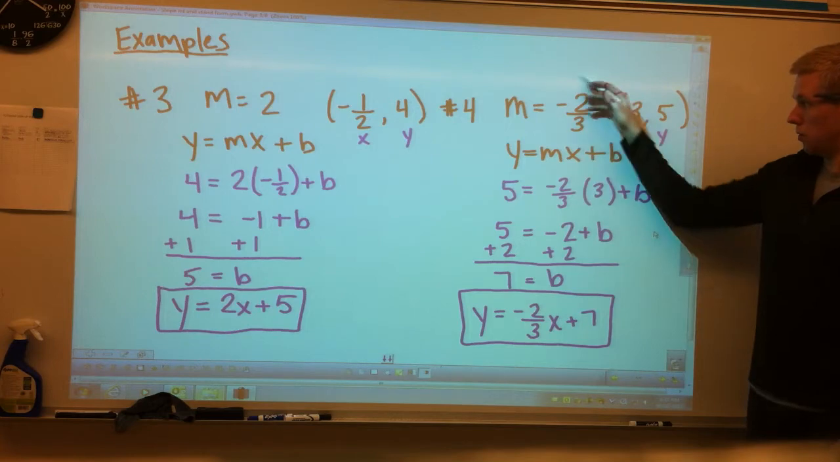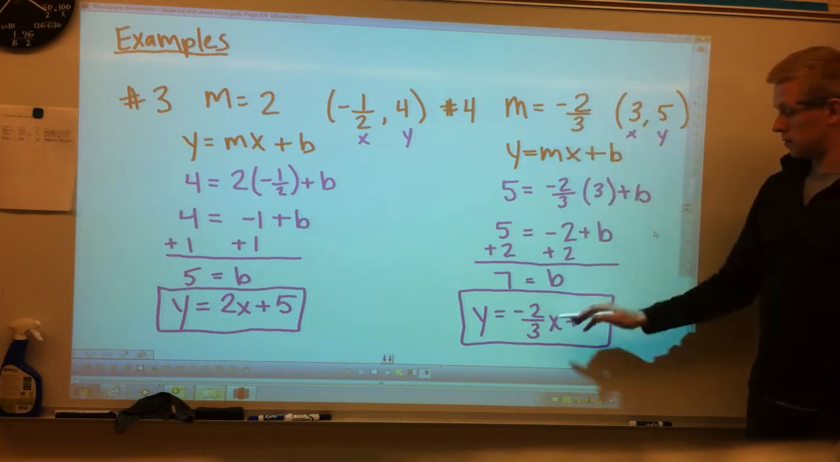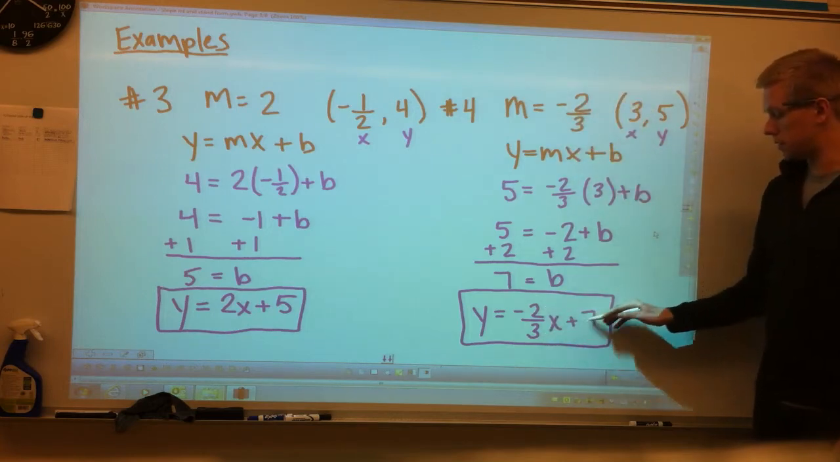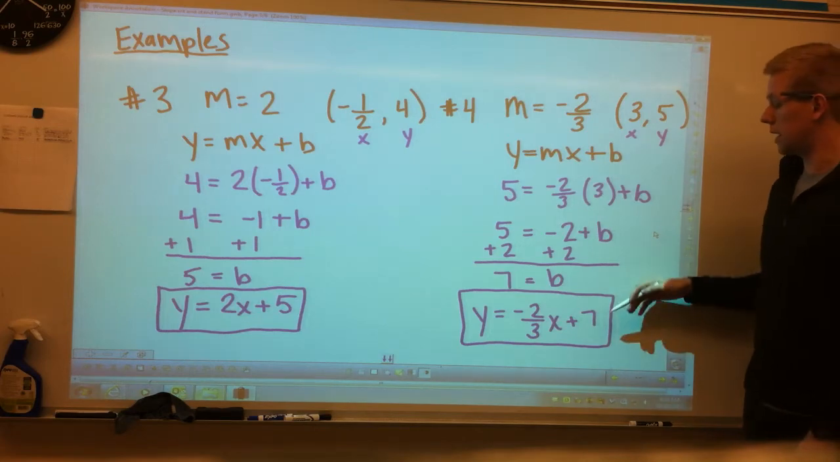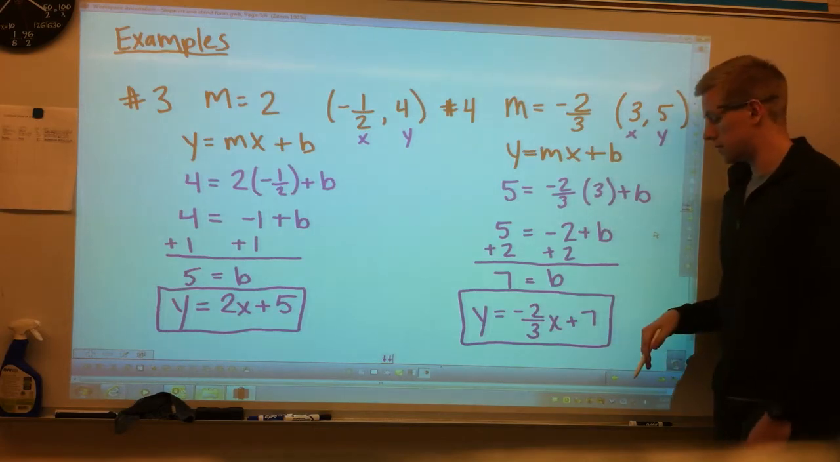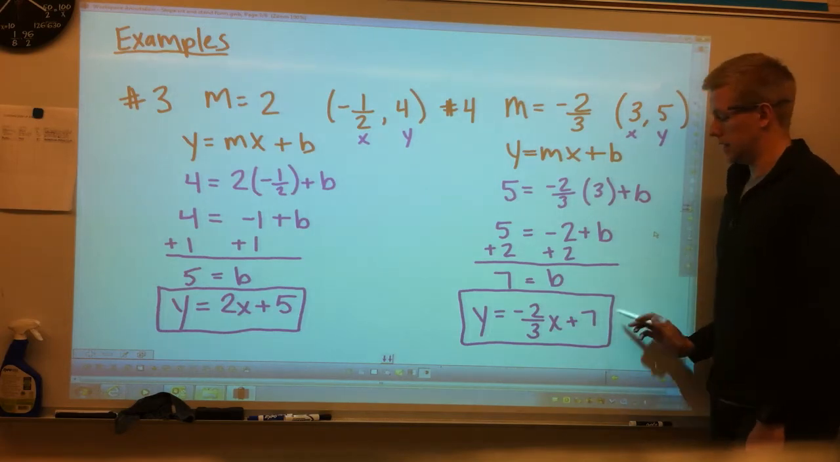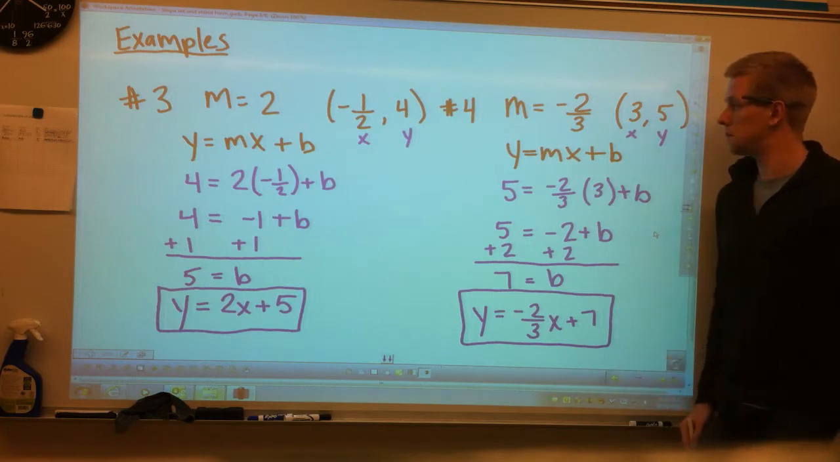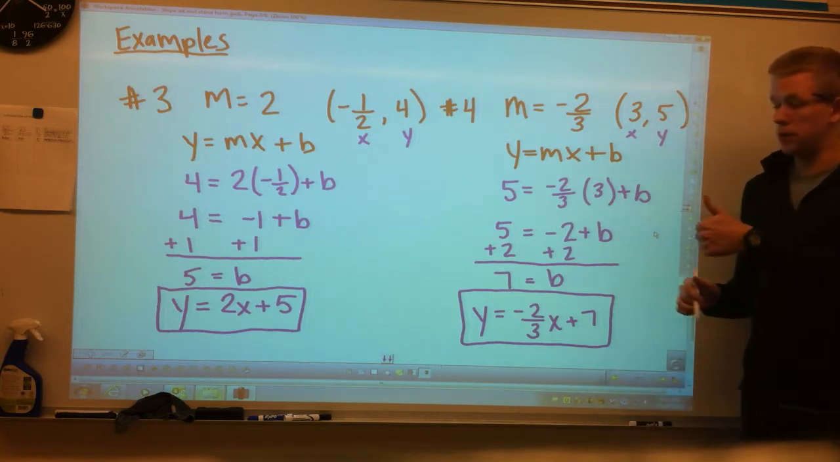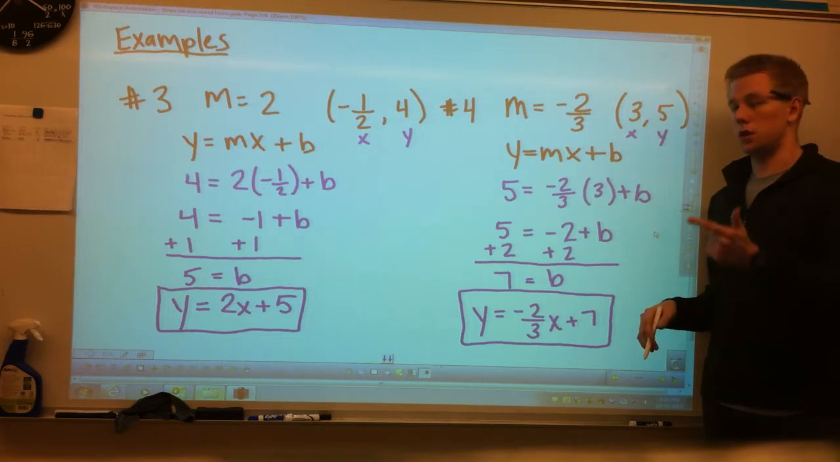Went ahead and just rewrote things with what I knew. My m is -2/3, so I have -2/3 x plus 7. Okay, so there is my y equals -2/3 x plus 7. That is slope-intercept form. I could easily graph this if I needed to. Okay, so that's given a point and given a slope using slope-intercept form.